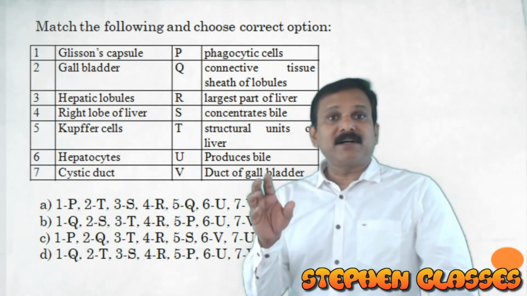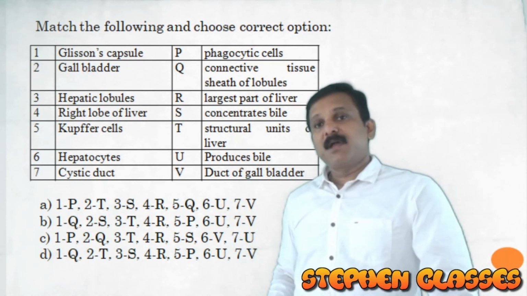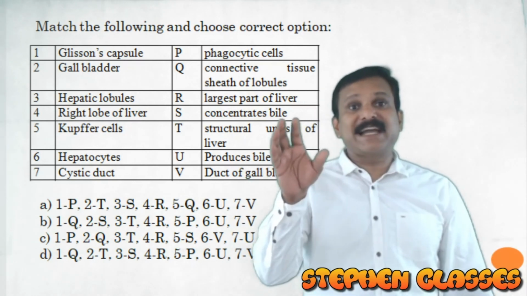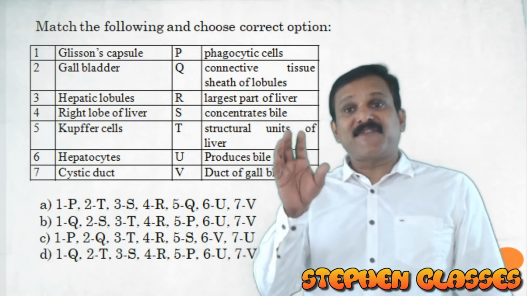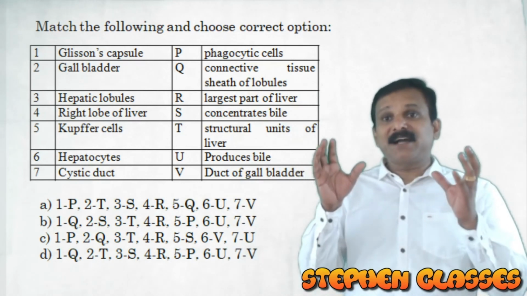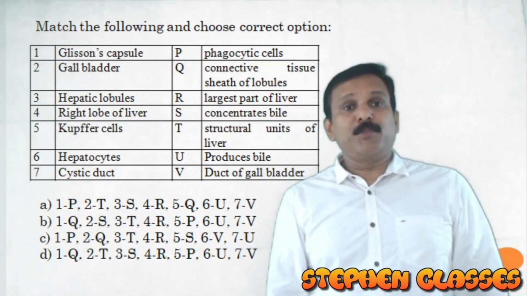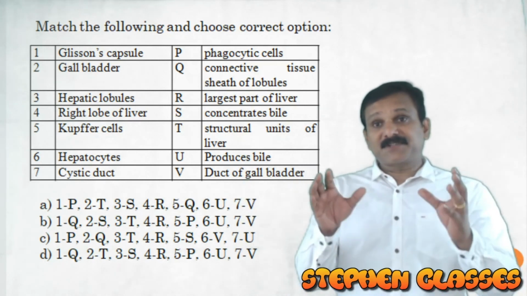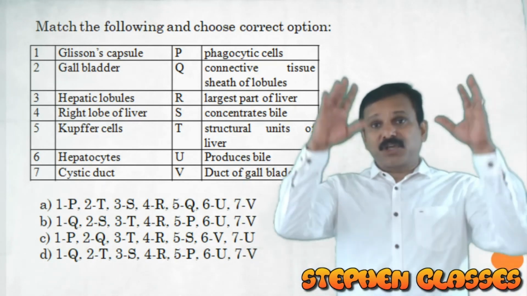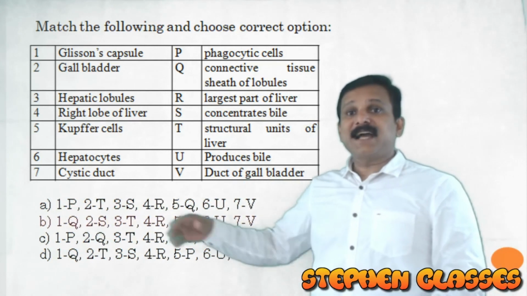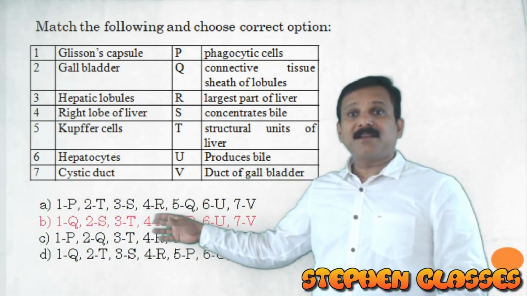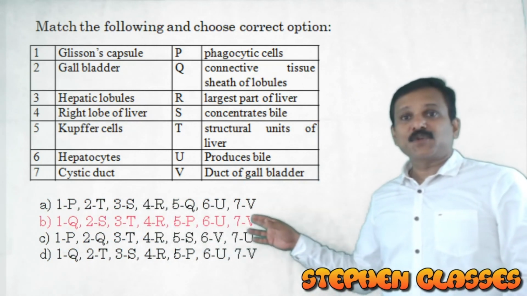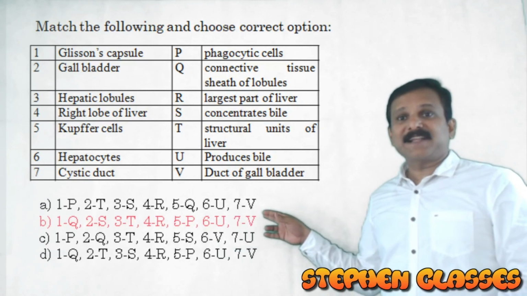Right lobe of the liver, that is the largest part of the liver. Kupffer cells, they are specialized phagocytic cells found within the liver lobule. Then we have the cystic duct. Cystic duct, that is a duct of the gallbladder. So after matching all these terms, our correct answer is over here, option B. You got it? So option B will be our correct answer.